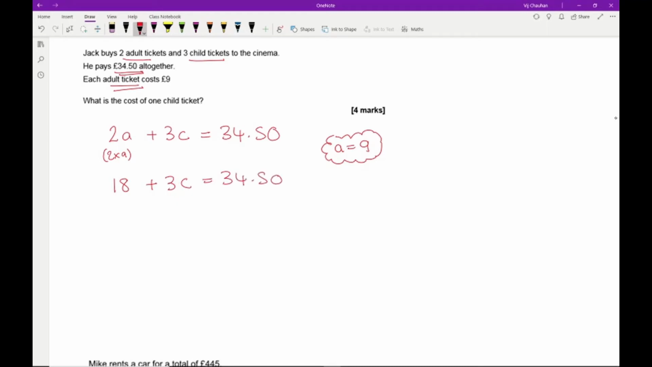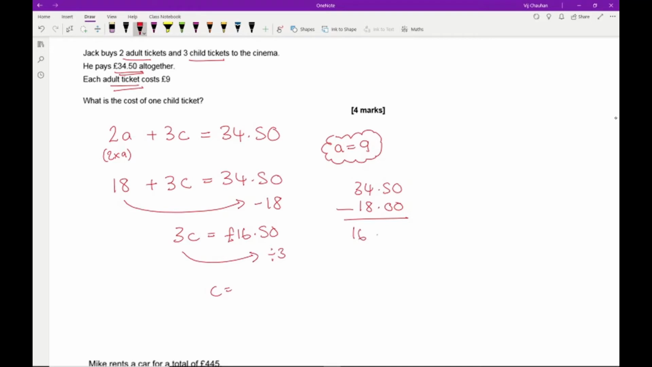So now to work out, and again I will try and get C by itself, so I need to get rid of the 18, so I'm going to subtract £18. So I know that 3 child tickets is going to cost 34.5 take away 18, which on my calculator gives me £16.50. Now again, if I was doing this without a calculator, then how I would set it up is like this, and then do the subtraction. So once I've got this, I then need to divide by 3. So C equals £16.50 divided by 3.